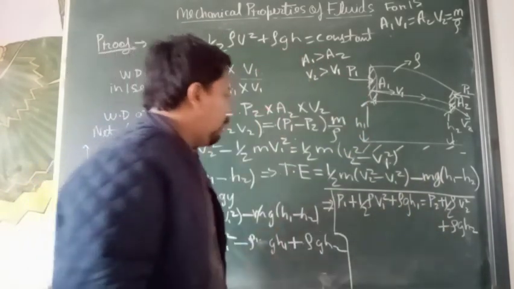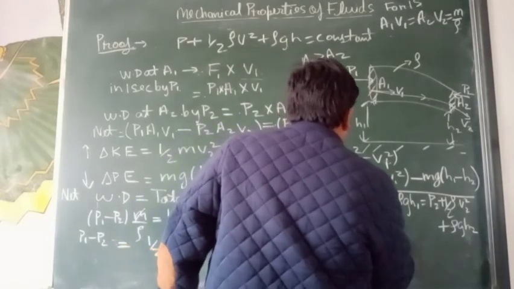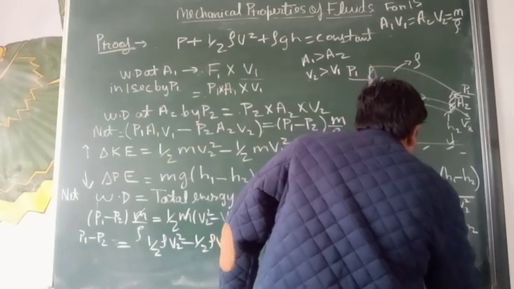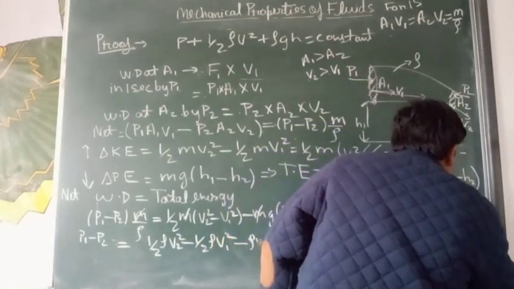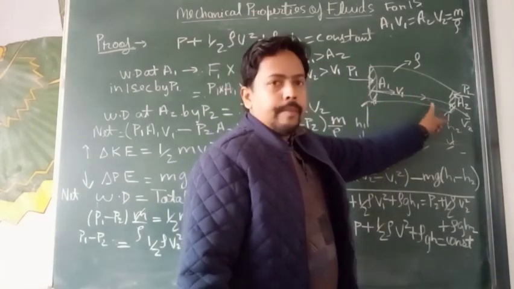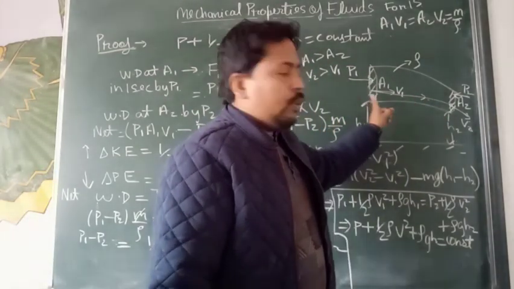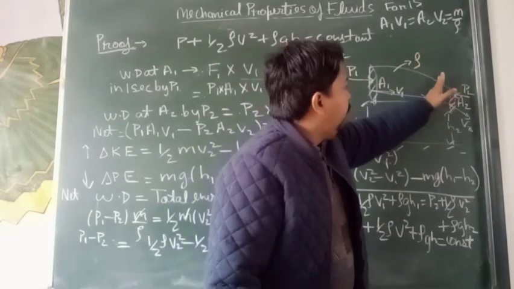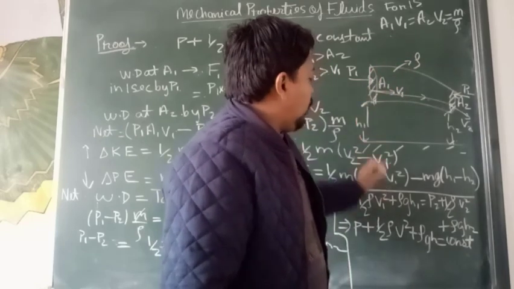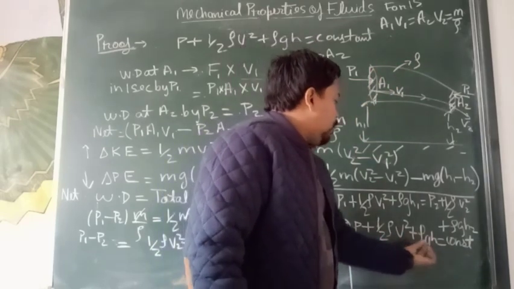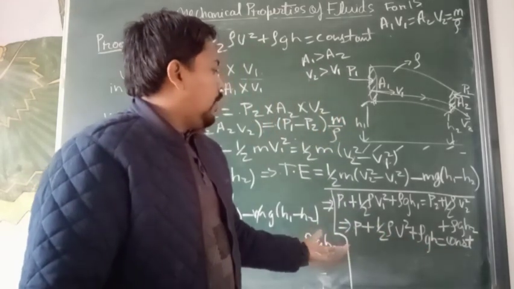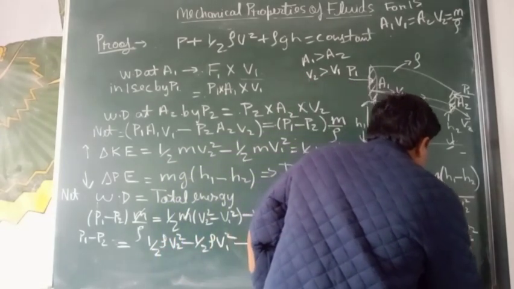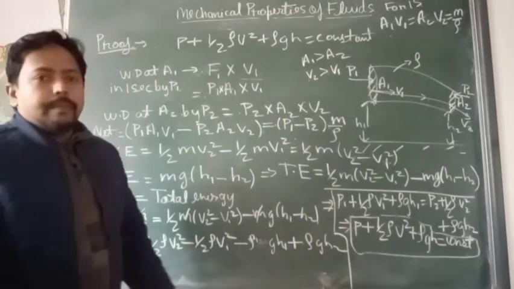So we have proven, and we can write the general term that half rho V square plus rho g h is always constant for every point inside the flowing liquid of the tube. Whether I take this area here, or here, or very close to this, we should know the value of the velocity and the value of the height. So we can calculate the total energy at that point, and this is the proof of Bernoulli's theorem.